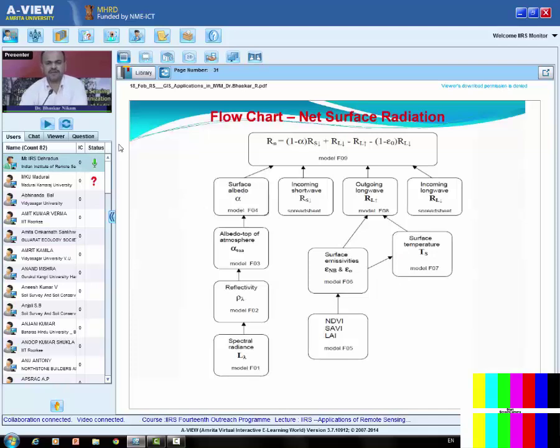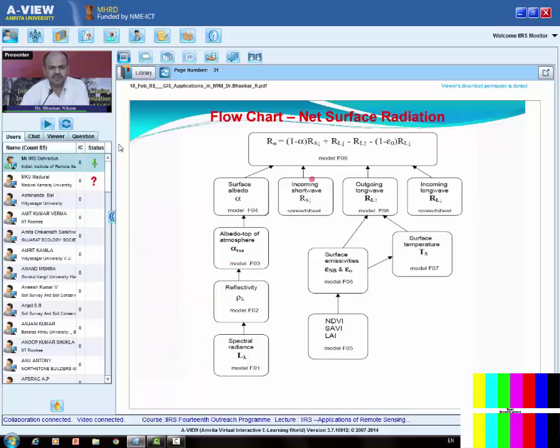So how to solve it? This is a flow chart. We will have remote sensing data where the information is given in terms of digital number. So from those digital numbers, I will convert the entire bands into spectral radiance. Then from spectral radiance, I will calculate reflectivity. From reflectivity, I will calculate albedo at the top of atmosphere and the surface albedo.